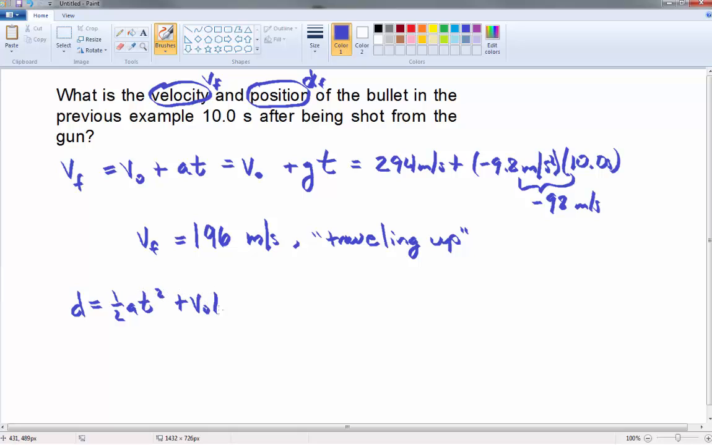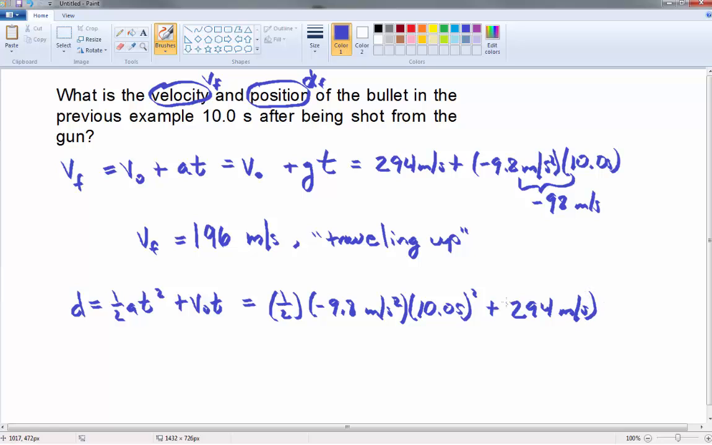And so that's 1/2 of negative 9.8 meters per second squared times the time, in this case 10 seconds squared. And then to that we add 294 meters per second, the initial speed, times the time, 10 seconds. So this quantity right here is 2,940 meters per second times seconds, so 2,940 meters. This quantity right here, half of negative 9.8 is negative 4.9. That times 10 times 10. So 4.9 times 10 is 49, times another 10 is 490.